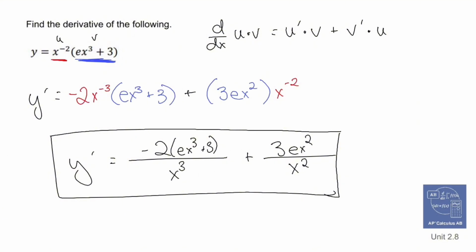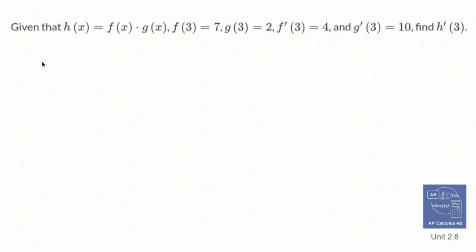Yeah, that's product rule for you. Fun stuff. Given that h of x equals f of x times g of x, f of 3 is 7, g of 3 is 2, f prime of 3 is 4, and g prime of 3 is 10, find h prime of 3. All right, well, we have all of these f of 3's, g of 3's, f prime of 3's, and we're basically being told, hey, look, product rule, let's be cute with it. Okay, well, product rule in its general form says this, and I'm going to use the actual form.